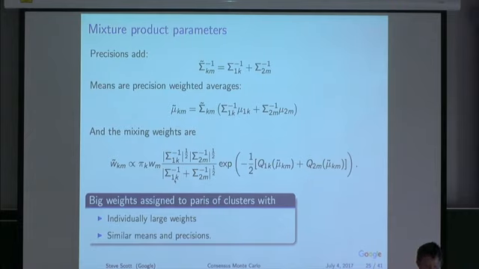The reason I'm showing you these forms is so that you can get a sense of when I would have a big mixing weight. Well, I'm going to have a big mixing weight if I have components from either of the two mixtures that are big components, and so they have big mixing weights themselves. This thing is maximized when the precisions are identical, right?